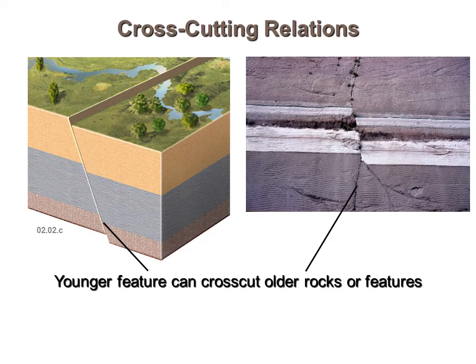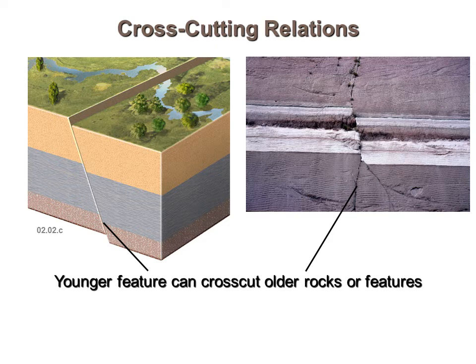Alright, the next principle is the principle of cross-cutting relationships. So, the younger feature can cross-cut older rocks or features. On the left here we have a fault that cuts across, or cross-cuts, layers. It is younger than the layers. Right? Those layers had to be there first. They had to be solid layers of rock before we could fracture and move along that fault.